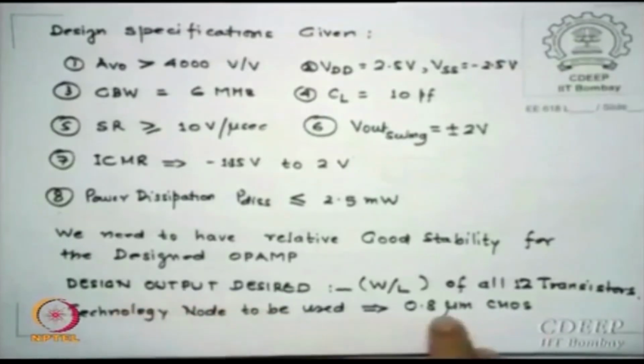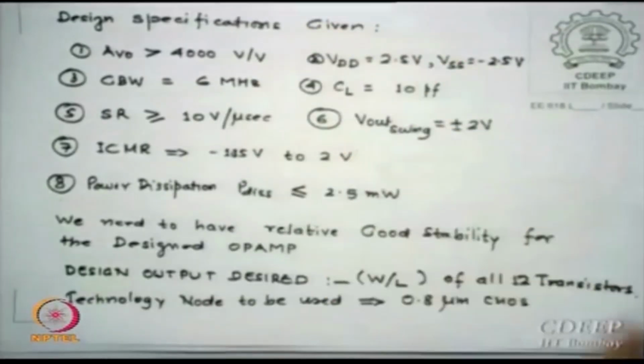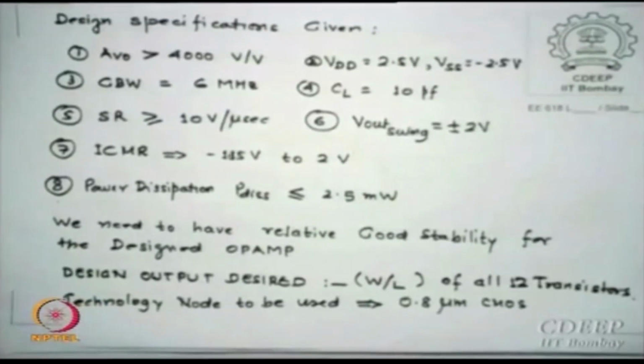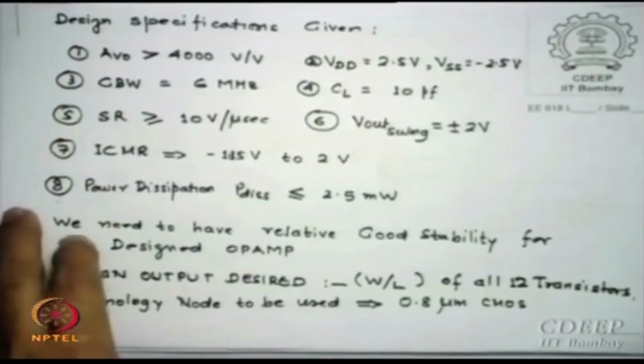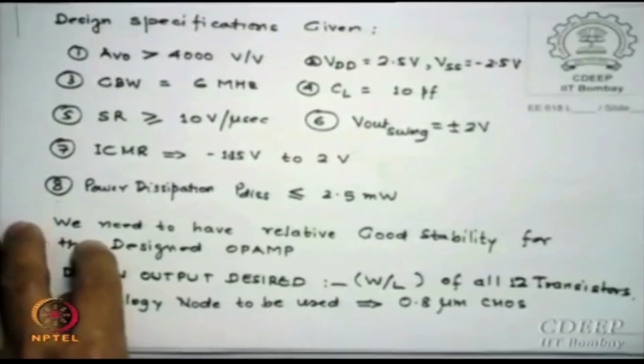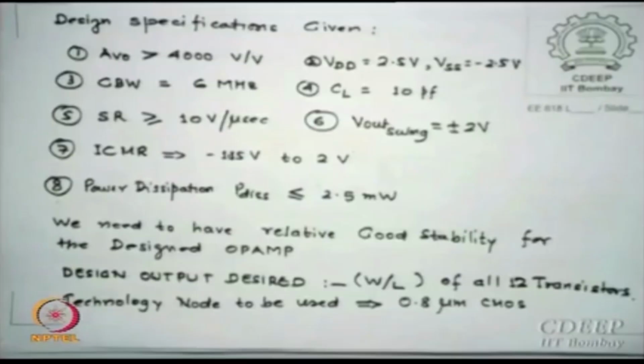Design output: again, for all 12 transistors I need to know W by L, and the node I am using is, the reason I say this is that the data which I will show you now is taken for 0.8 micron CMOS. Is that okay? So these are my specs, this is something I believe I should know, which I will fix, and this is something I will derive at the end.